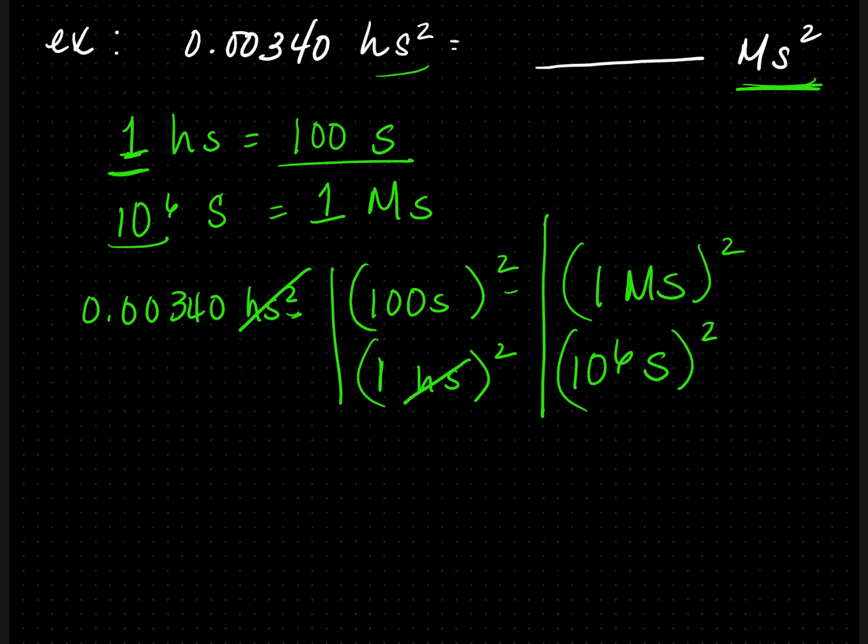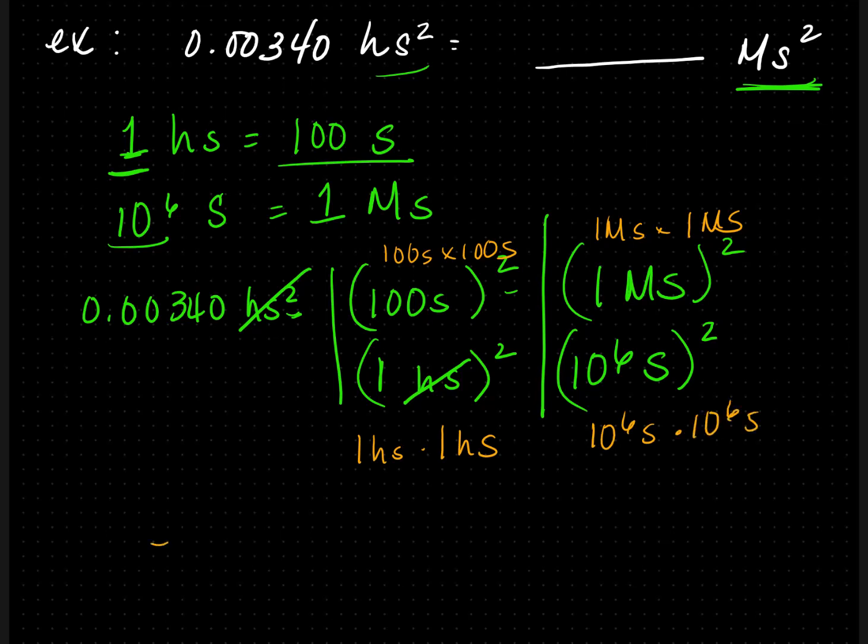So when I multiply this out, this is 100 seconds times 100 seconds. This is 1 megasecond times 1 megasecond. In the denominator, it's going to be 1 hectosecond times 1 hectosecond, and 10 to the 6 seconds times 10 to the 6 seconds. So the answer is 3.4 times 10 to the negative 11th, with the units of megaseconds squared. Now I need to go back and figure out the sig figs.